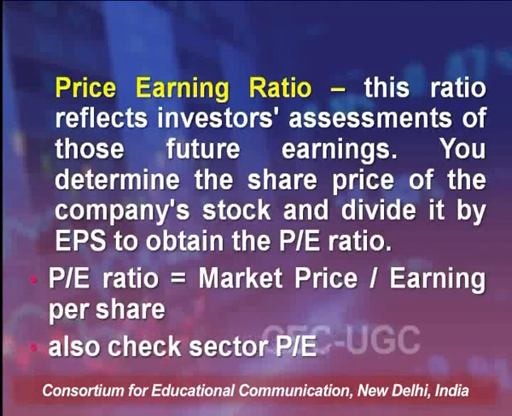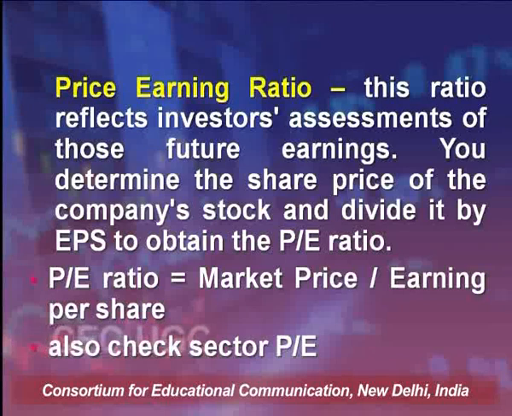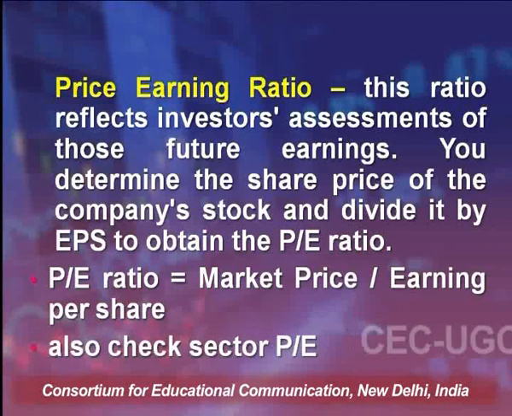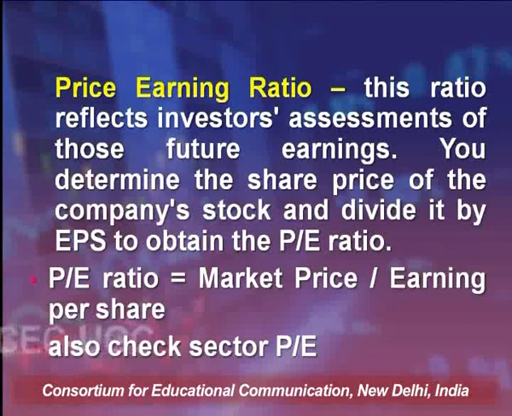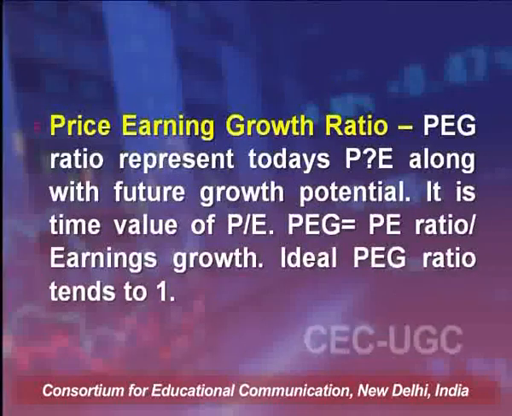Another important ratio is price earning ratio. This ratio reflects investors' assessment of those future earnings. You can determine the share price of the company stock and divide it by EPS to obtain the price earning ratio. So the formula is market price divided by earning per share, and you should also look at the sector PE to compare with when you are deciding about it.